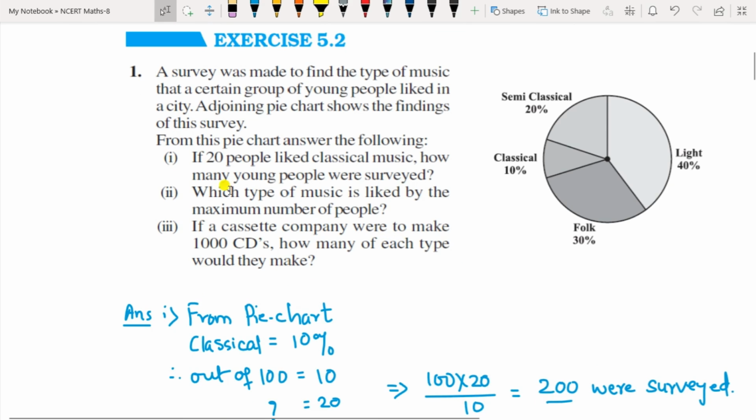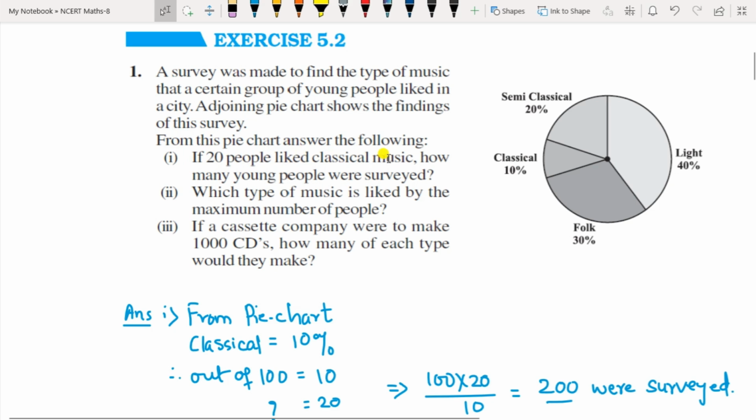Now let us start with question 1. A survey has been made to find the type of music that a certain group of people liked in the city, and this adjoining pie chart is given here. You can see light music, 40% of the people like it; folk music is 30%; classical music, 10% of people like it; and semi-classical music, 20% of people like it. Now we have to answer questions from this pie chart.